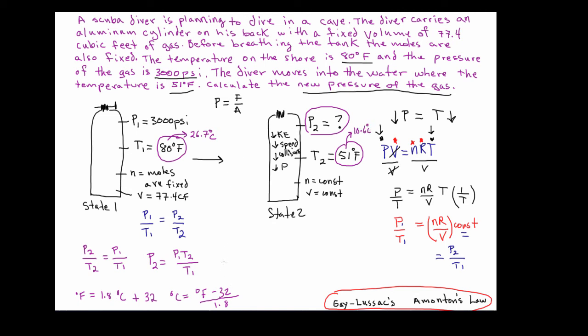Now, to get to Kelvin, it's an easier transition, where K is equal to the degrees centigrade plus 273. So for our initial gas at 80 degrees Fahrenheit, the Kelvin is going to be 300 K. And for the gas at 51 degrees Fahrenheit, the Kelvin is going to be 284 K.